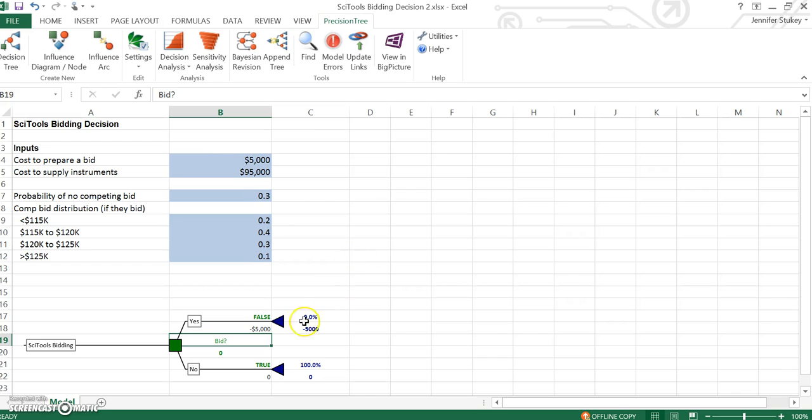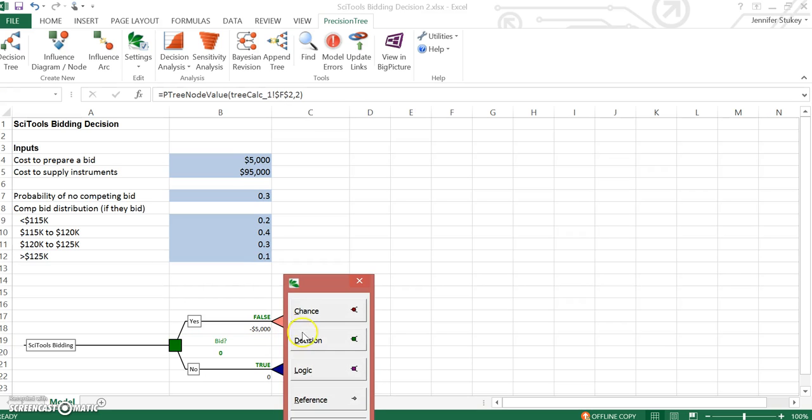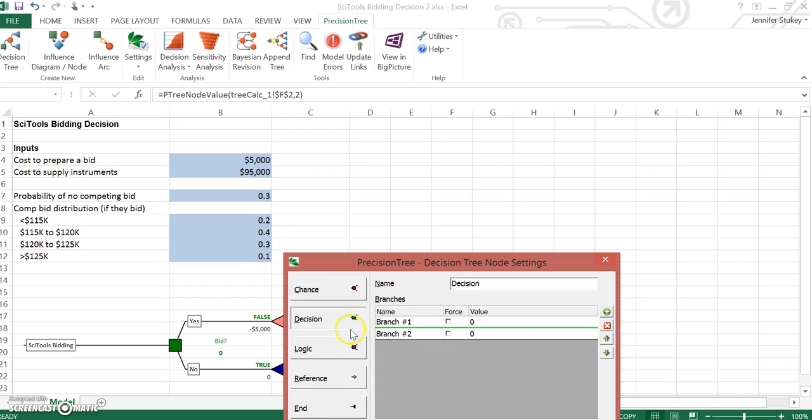All right. So at this point, with no other information, the decision tree is telling you would not bid. However, that's only because we have not put in all of the other information yet. So let's go ahead and let's look at what happens if we bid. Now, if we bid, we have another choice, and that is we can bid $115,000, $120,000, or $125,000.